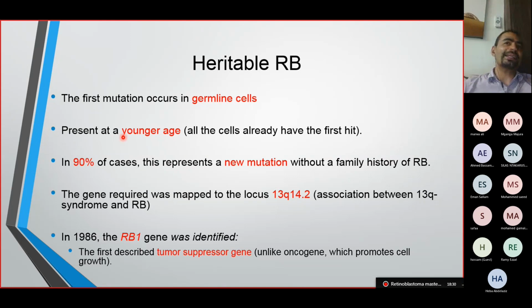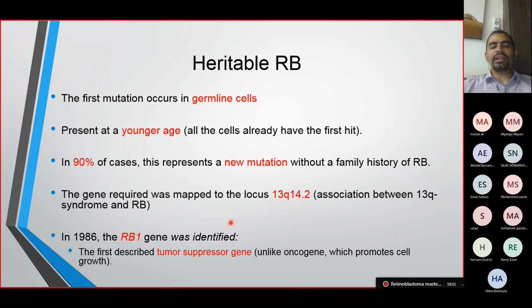It's easy to get the second hit because if the first hit is not inherited, it's a bit more difficult to get a couple of hits in the cell. But if you have already one locus gone at birth, it's easy to get the second hit and to develop the retinoblastoma. Usually, those patients will develop it at a relatively younger age than patients with somatic mutations. Some of them may have a new mutation in the germline and not essentially inherited from a parent.